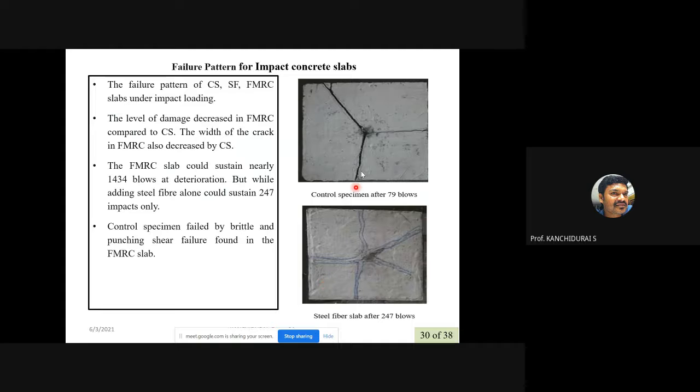Similarly, this is the failure pattern, and this one is the final reduction.